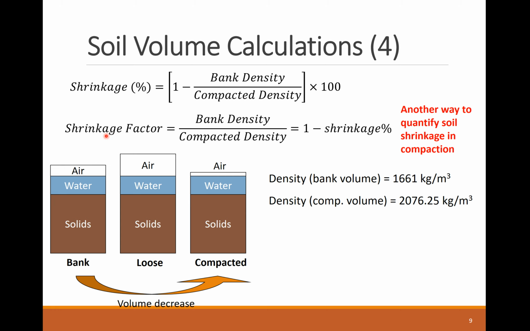The shrinkage factor is another way to describe the same soil behavior under compaction. The shrinkage factor is calculated as the ratio between the bank density and the compacted density. It can also be calculated using the shrinkage percentage value if it is available to you. For the shown example density values, the shrinkage factor is calculated to be 0.8. This provides the same understanding we get from the shrinkage percentage, that 1 bank cubic meter of the soil will shrink to 0.8 compacted cubic meter of the same soil.